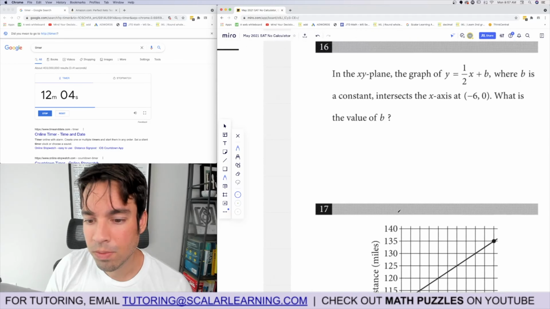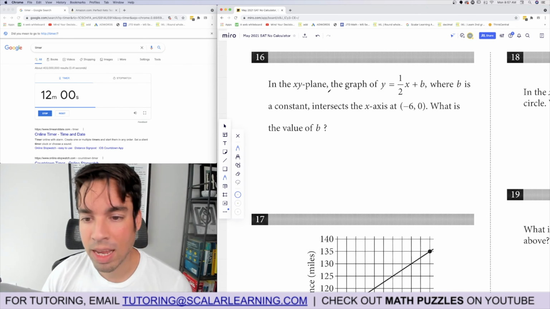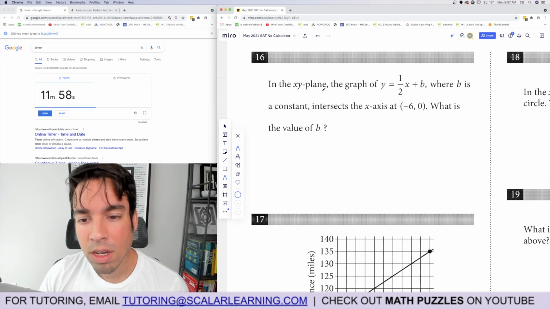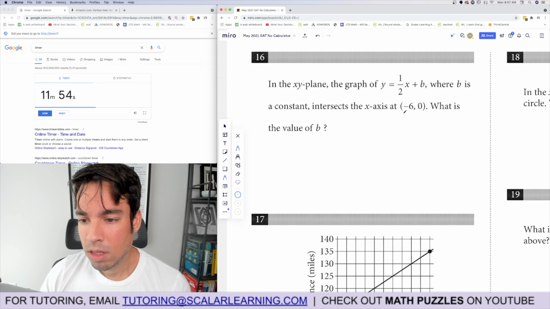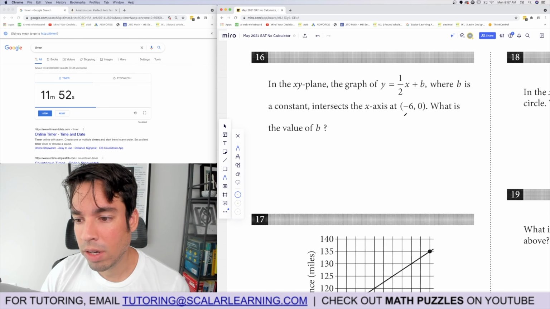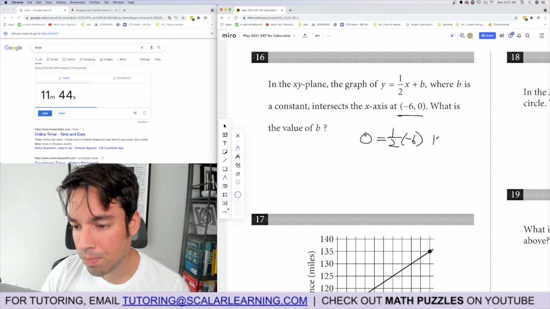Here we go. 16. So now we should see a dip in difficulty until about 18, or probably about 19. In the xy plane, the graph of this, where b is a constant, intersects the axis at negative 6, 0. Okay, so it has a point at negative 6, 0, plug and chug. So plug in 0 for y, negative 6 for x, and solve for b.